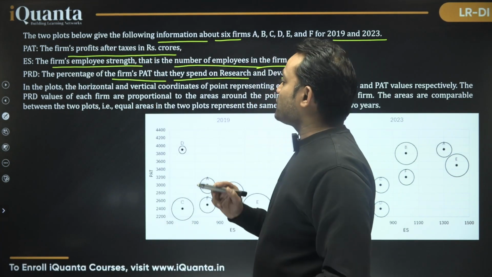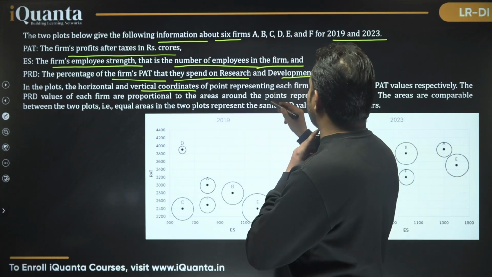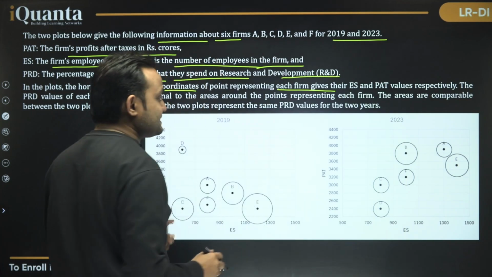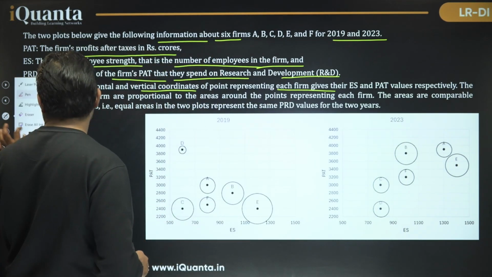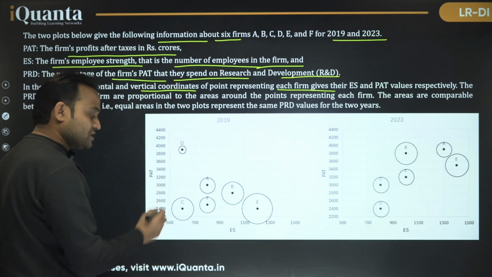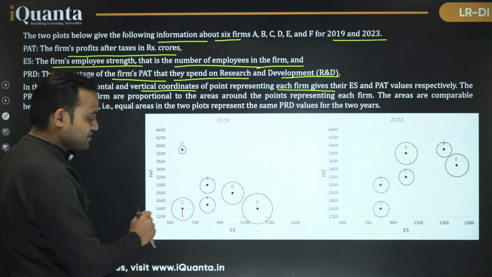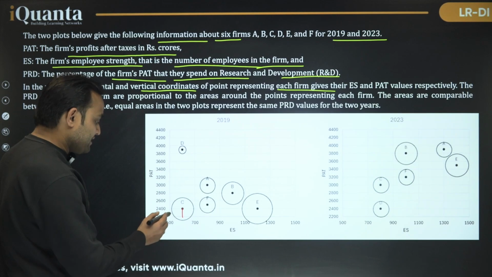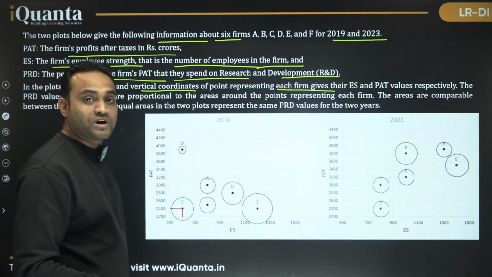Now it says in the plots, the horizontal and vertical coordinates of points representing each firm give their ES and PAT values respectively. For example, in case of C, in year 2019, the employee strength was, sorry, not 800, it's 600. And the PAT value, profit after tax, was 2400 crores.